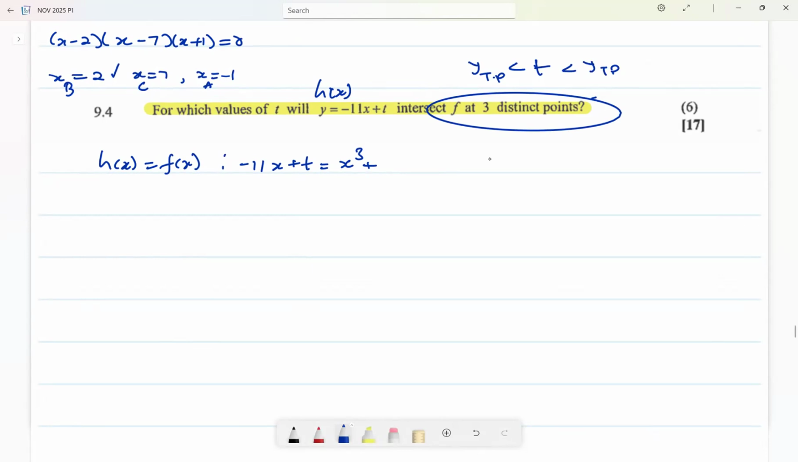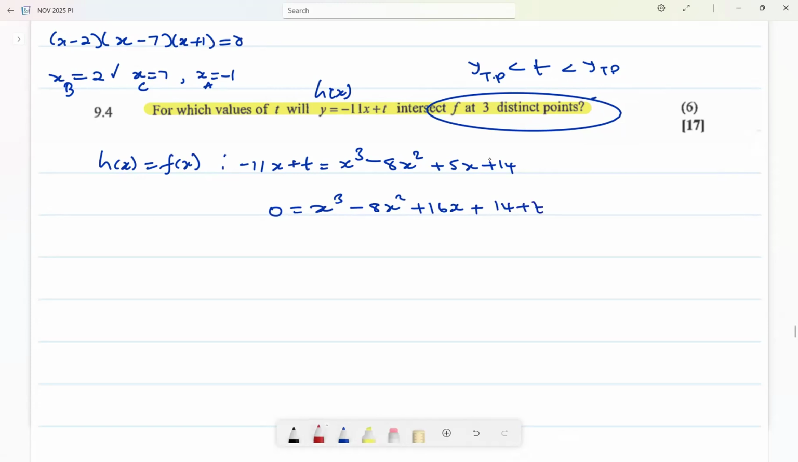Okay, y coordinate of the turning point. So it's going to be minus 8x squared plus 5x plus 14. And now let's do algebra. So it's going to be 0, it is equal to x cubed minus 8x squared plus 16x plus 14 plus t.